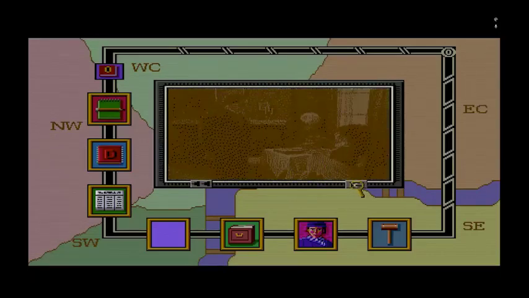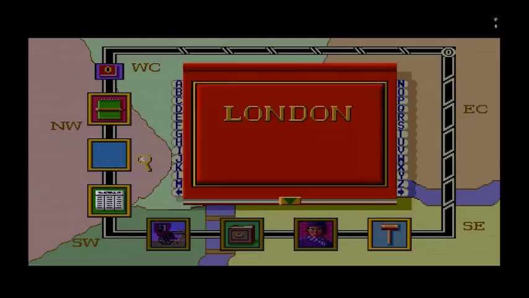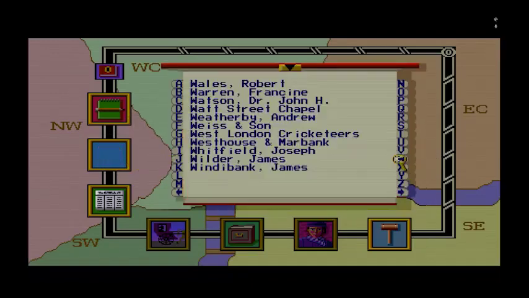Kind of a useless twat. It's no wonder he died. He was killed on the boat ride back to England. Let's see. Next on the list, James Windibank.